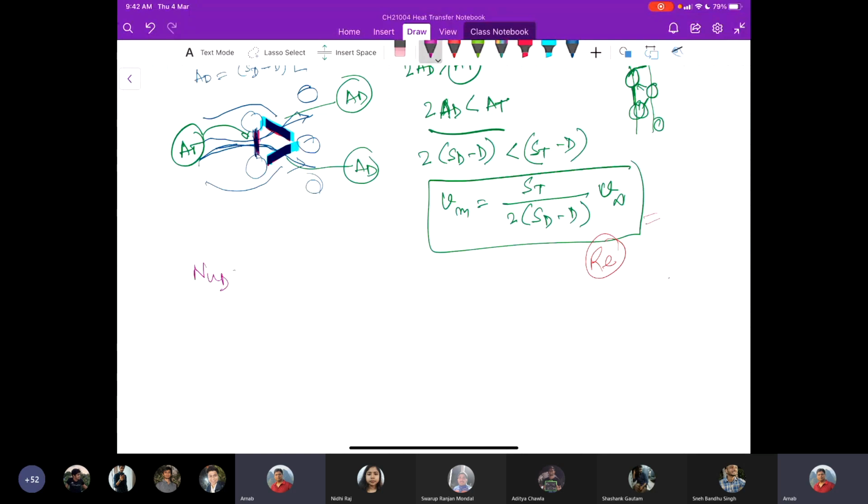That means now you can calculate the Nusselt number, h D by k, in the form of C times Reynolds number to the power m, Prandtl number to the power n, and the Prandtl number at the surface. This is the correction factor, where C is a constant value, and m and n are indices that depend on the Reynolds number.